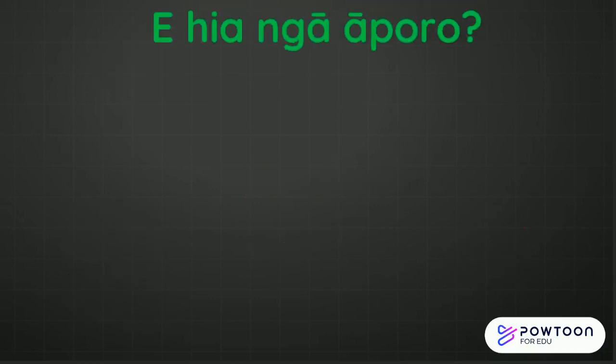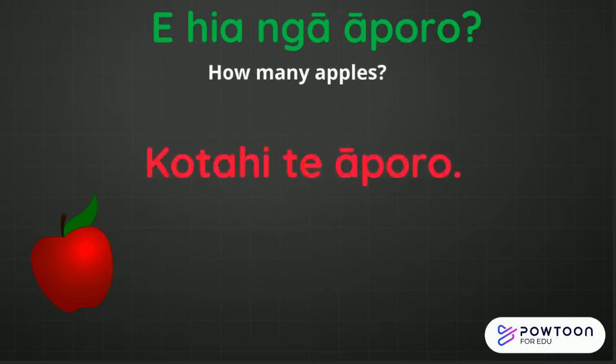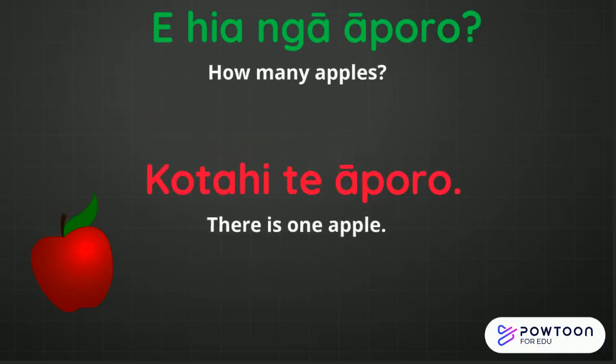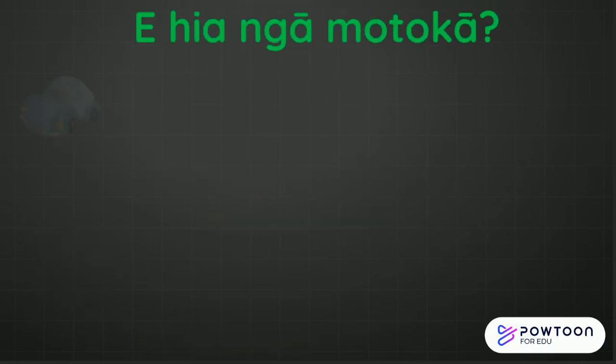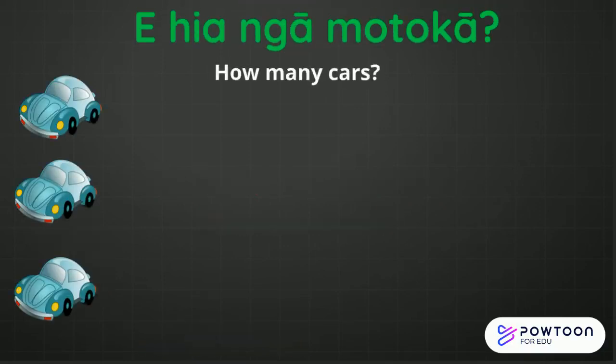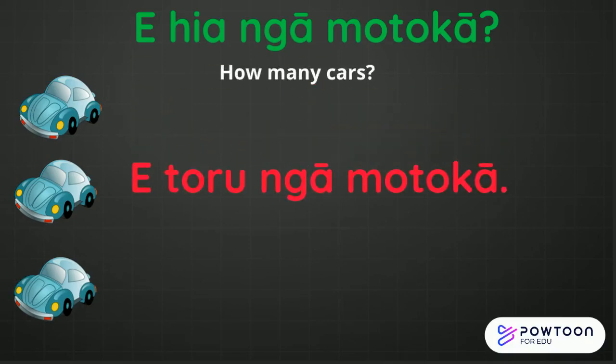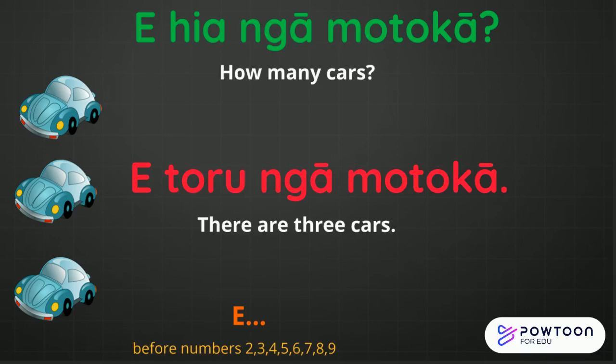E here ngā āporo, how many apples? Kotahi te āporo, there is one apple. Please note we use kotahi for the number 1. E here ngā motoka, how many cars? E toru ngā motoka, there are 3 cars. When referring to objects and items, we use e before numbers between 2 and 9.